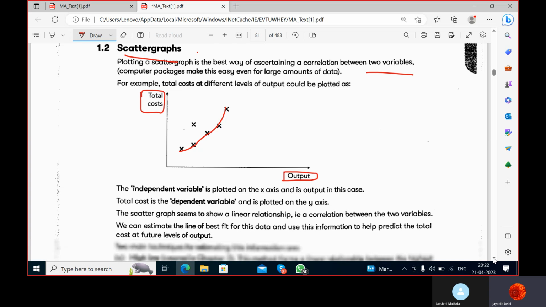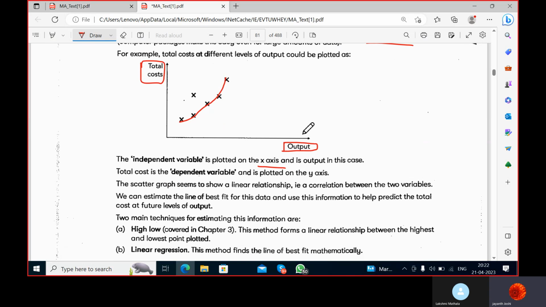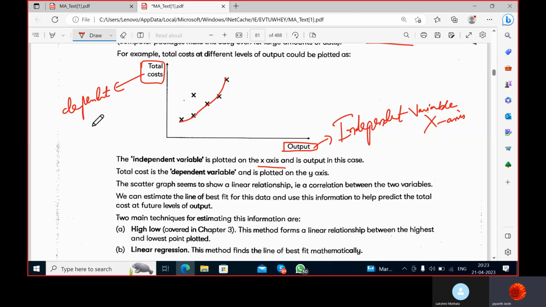The independent variable is plotted on the x-axis. So where do you plot the independent variable? X-axis. Yes. You plot the independent variable on the x-axis and the dependent variable on the y-axis. Of course, your total cost depends upon the output, correct? Output is nothing but production levels. More production, more total cost. So this is the independent variable, this is the dependent variable.